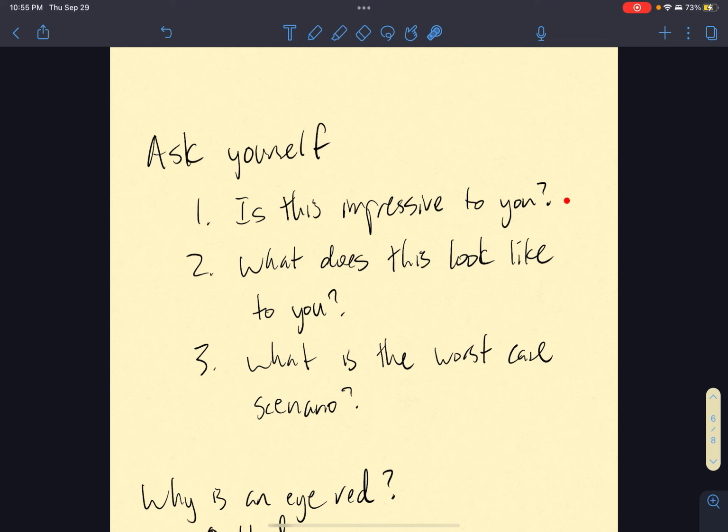One thing I always want you to ask yourself is, is this impressive to you? Does this patient impress you? Is this the worst you've ever seen? Is this something that is not that bad? If it's not impressive to you, likely it is not something that is going to be extremely vision threatening.